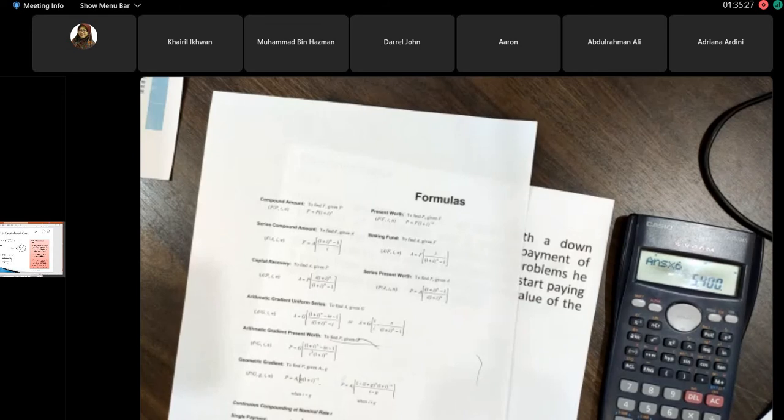Okay. Or if you want to find what is P and the A is given, so the formula is this one. P equal to A per i. This one juga lah. So A i. So P equal to A per i. Okay.